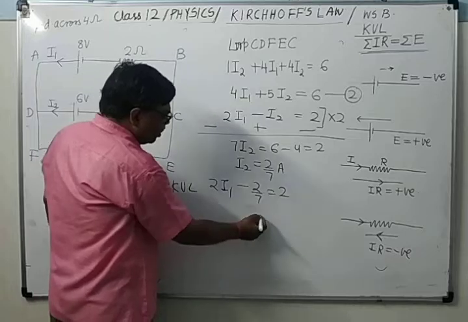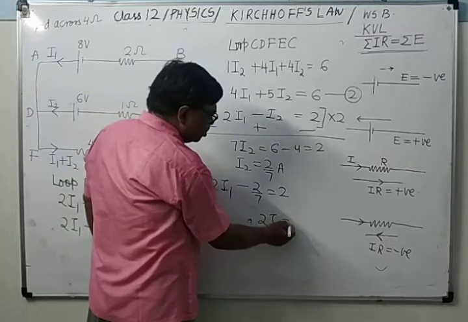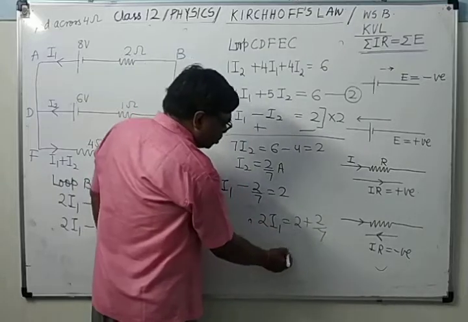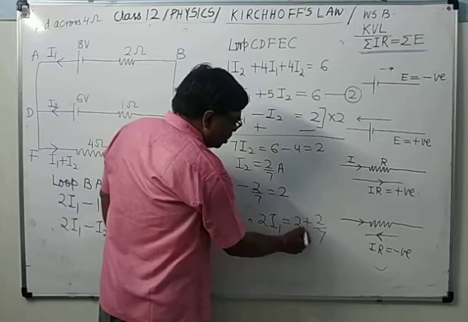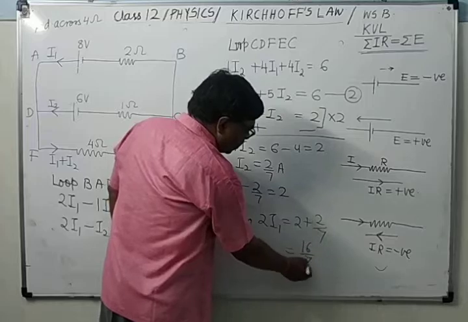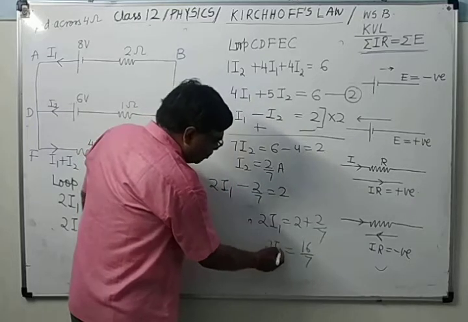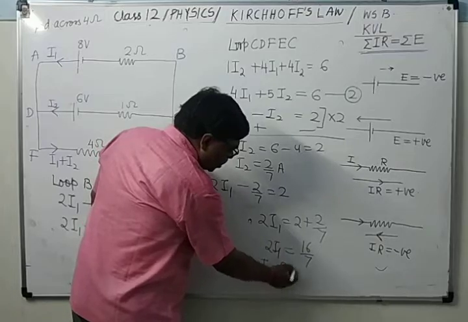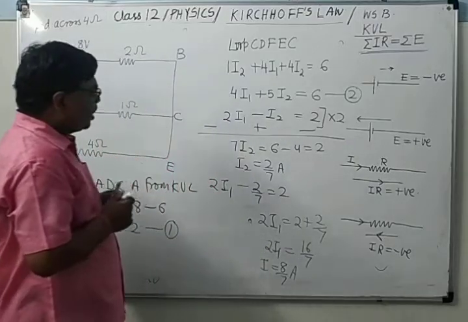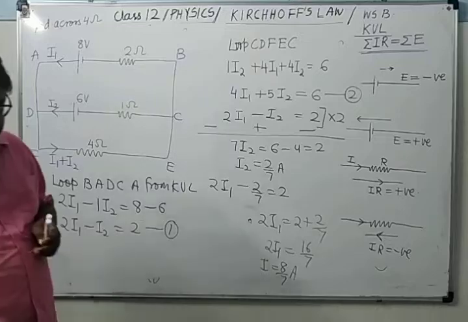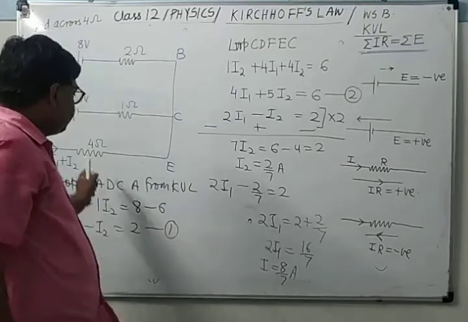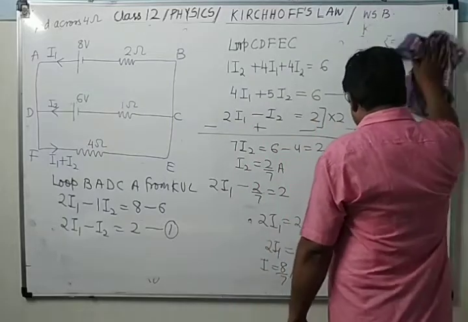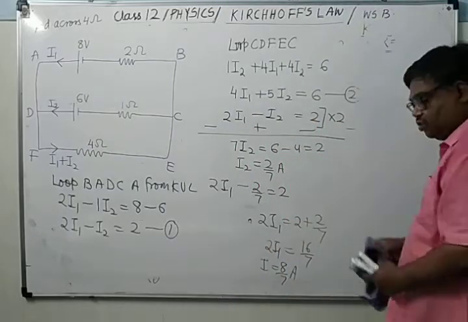Minus I2, 2 upon 7, equals 2. So 2I1 equals 2 plus 2 upon 7, that is equal to 16 upon 7. So I1 equals 8 upon 7 ampere. So what is the current through this 4 ohm? It is I1 plus I2. Current through 4 ohm is I1 plus I2.